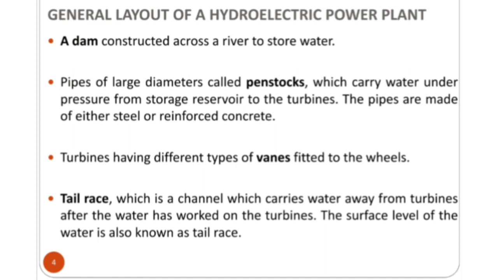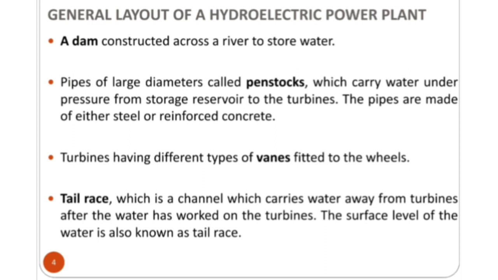So usually a hydroelectric power plant consists of a dam. So usually a dam is constructed across the flow of water or across a river or any other forms of flow. So it will create a reservoir on the upstream side of the dam. So it will have the head on the upstream side of the dam, that is nothing but reservoir. So to convey the water from the dam to the turbine, there will be a pipe which is of larger diameter called as a penstock.